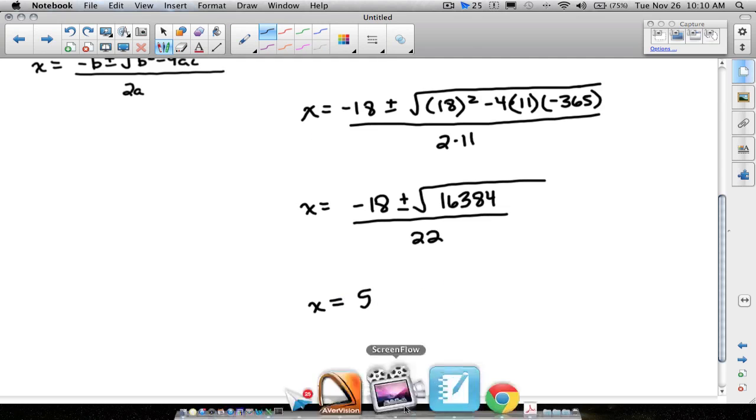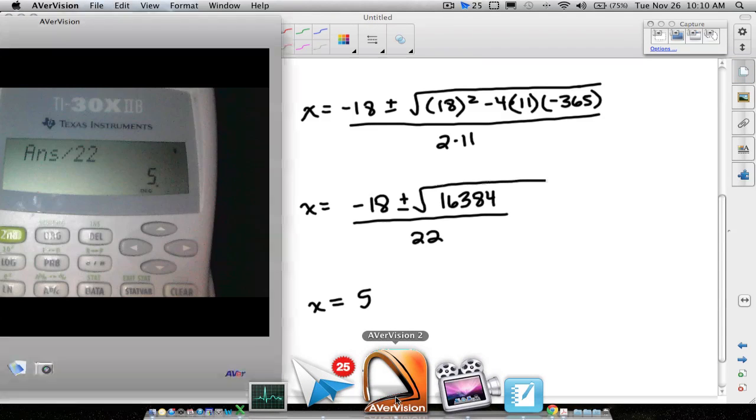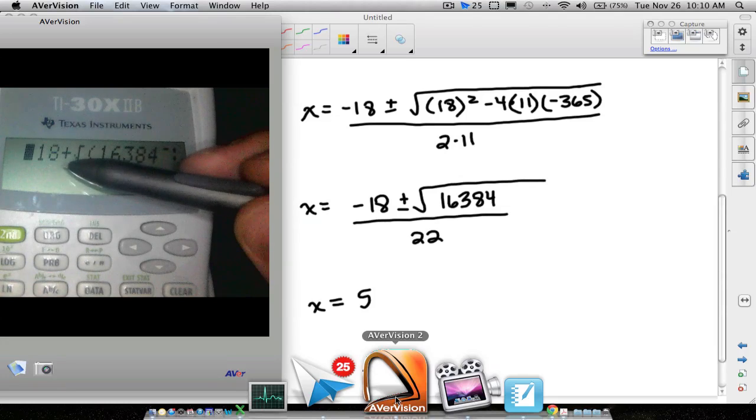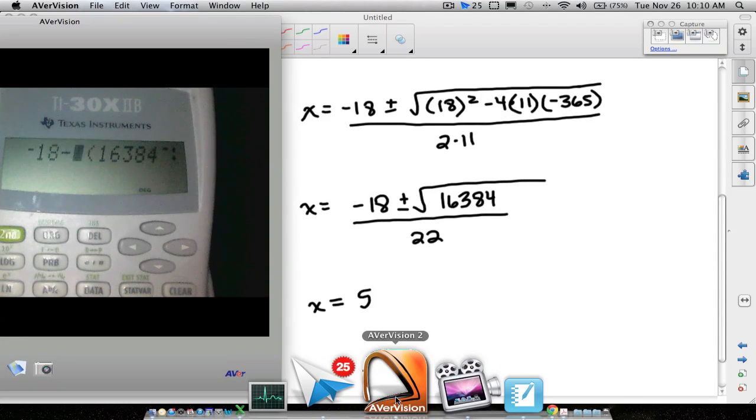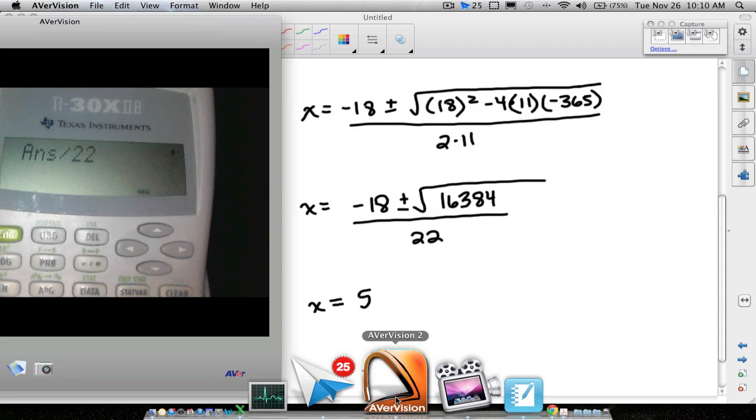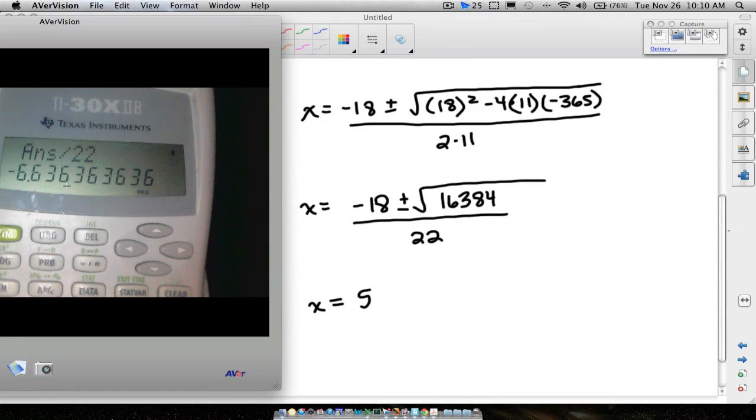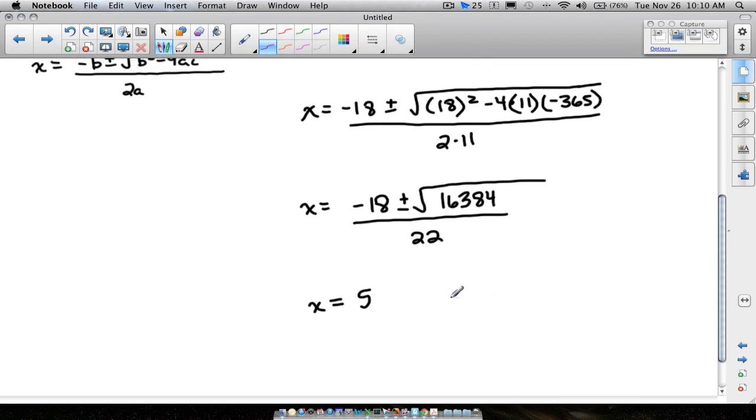Now let's look at the other answer though, because notice, like I said, we're going to get two answers. Negative 18 plus, and now we're going to have the negative 18 minus that square root. Notice we do have a negative number here, and if we divide that by 22, we get a weird answer, and it's a negative answer. So the one that we want, we don't want that one. We don't want that negative 6.6.